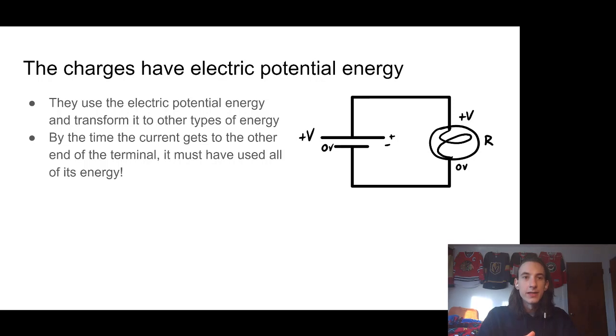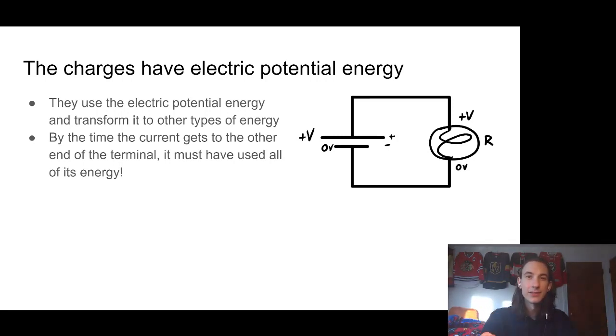So what we said is, okay, these charges have this electric potential energy. There's this potential between the terminals of the battery. So if a charge is brought in there, that charge will have electric potential energy that is related to the amount of potential between those two terminals. Like we were saying before, they use this electric potential energy and they can transform it into other types of energy. By the time the current goes from the positive terminal to the negative terminal, it's going to have used up all of that energy. So that's a really big idea.